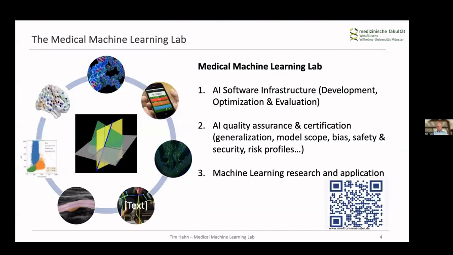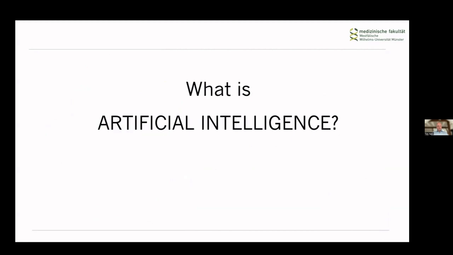And finally, the part that I will be talking about today is machine learning research and application. So the things that we do on the science track of things. If you're interested in the things that we do as a lab, there is a QR code at the bottom, or you can just go to mmll.uni-münster.de.